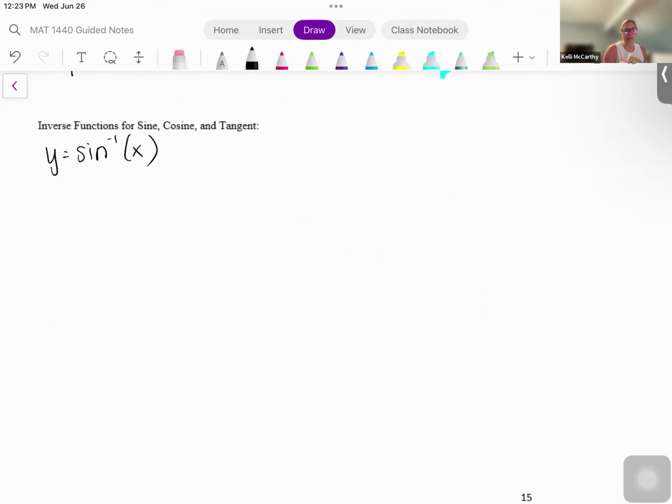Y equals sine inverse of x, and we use that exponent of -1 to denote an inverse. We can also write this as arcsine of x. This is another notation for an inverse trig function. You'll see both of them, so be familiar with both. The domain of our inverse is going to be from -1 to 1, and our range is going to be negative pi over 2 to pi over 2.